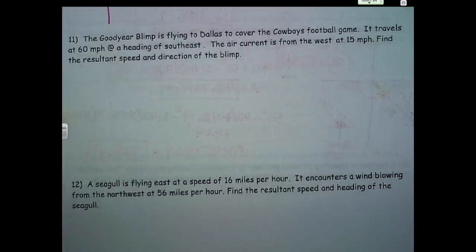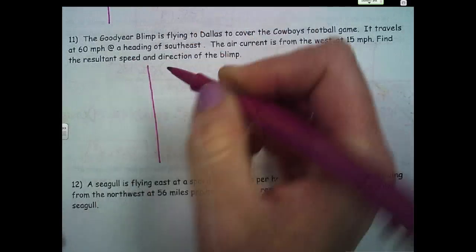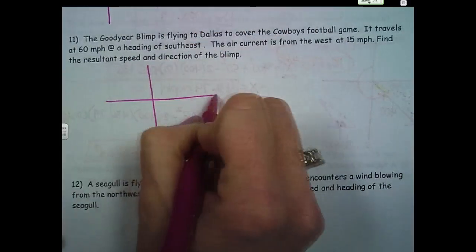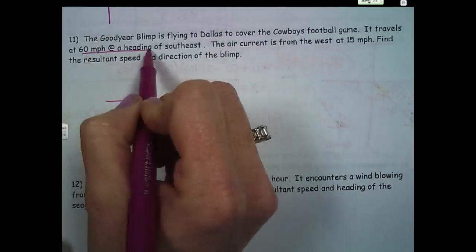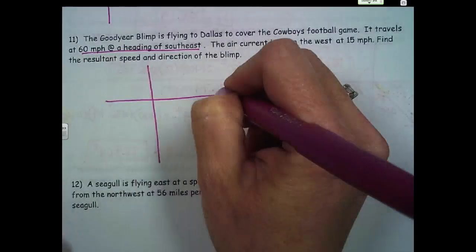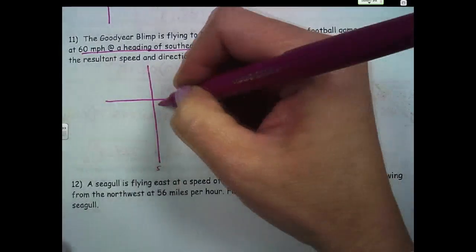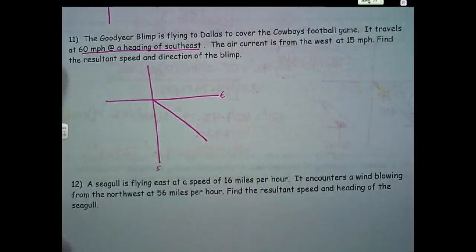So if you set this problem up to begin with, here's your picture. And to begin with, it says that it's going to fly 60 miles per hour heading southeast. Okay, so this is east and this is south. So if you're heading southeast, it's this measurement here. And it tells us that it's 60.